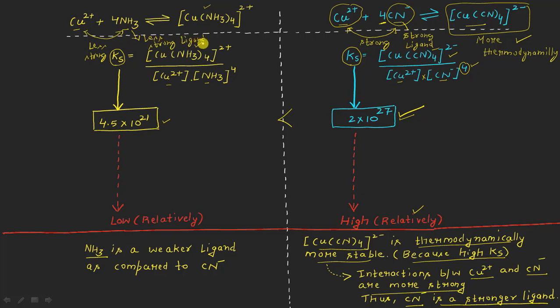So this is another thing which such Ks values, or equilibrium constant values, tell us about the constituent ions, the ligands and the metal ions from which the transition metal complex is formed: what type of ligands they are, whether they are strong ligands or weak field ligands.